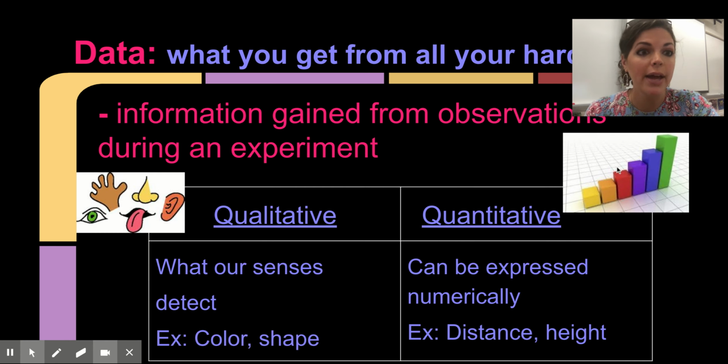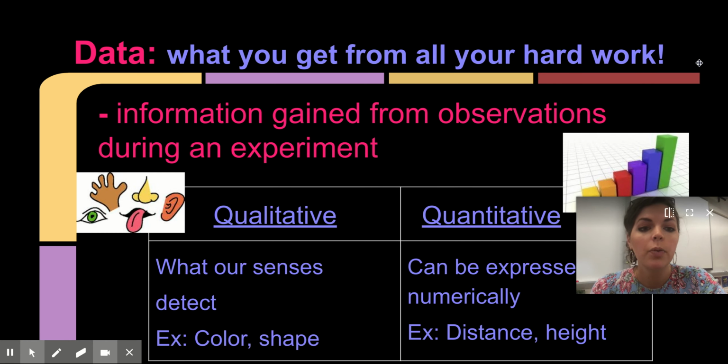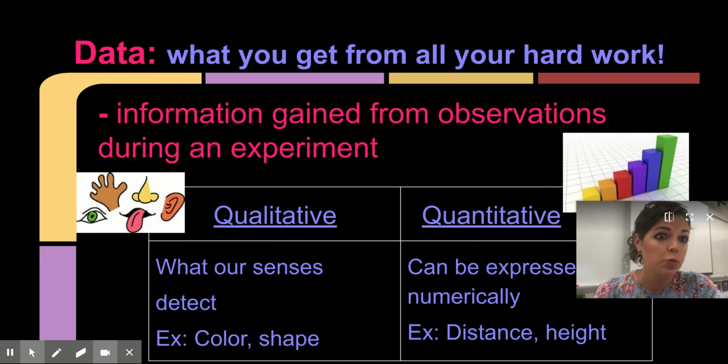All right, now we have our last few slides. We're almost done here. We have our data. The data is what you get from all of your hard work, right? So you just put together this experiment and now you're going to get this information. So you're either going to get qualitative or you're going to get quantitative data.